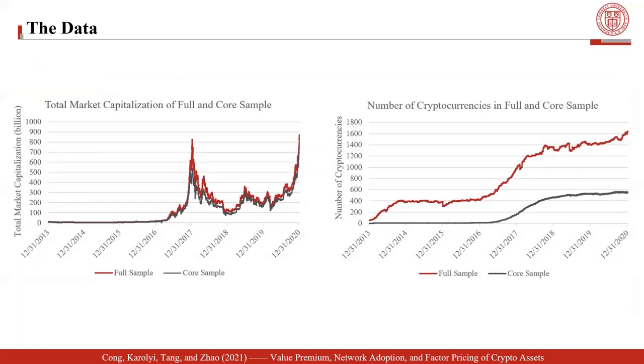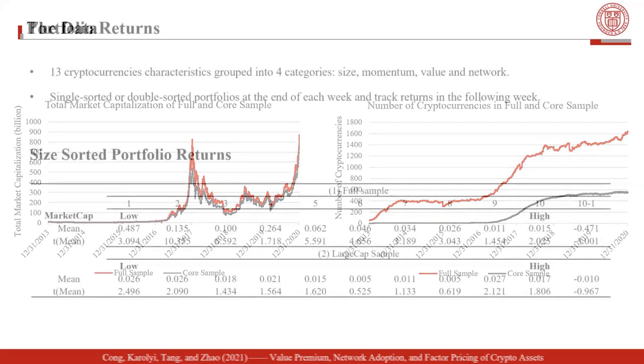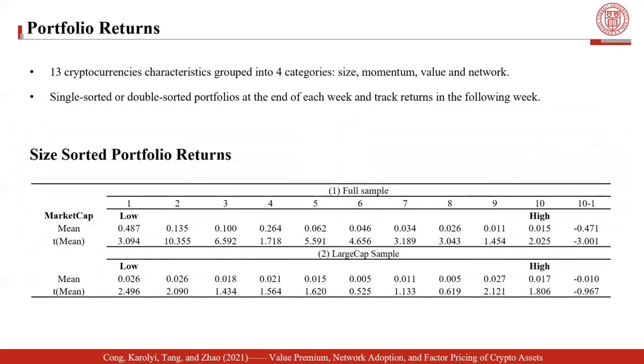And the core sample is largely representative of the full sample in terms of aggregate market cap. In terms of number of cryptocurrencies, you can see it on the right panel here. There are many, many small cryptocurrencies. So let's look at basic return patterns.